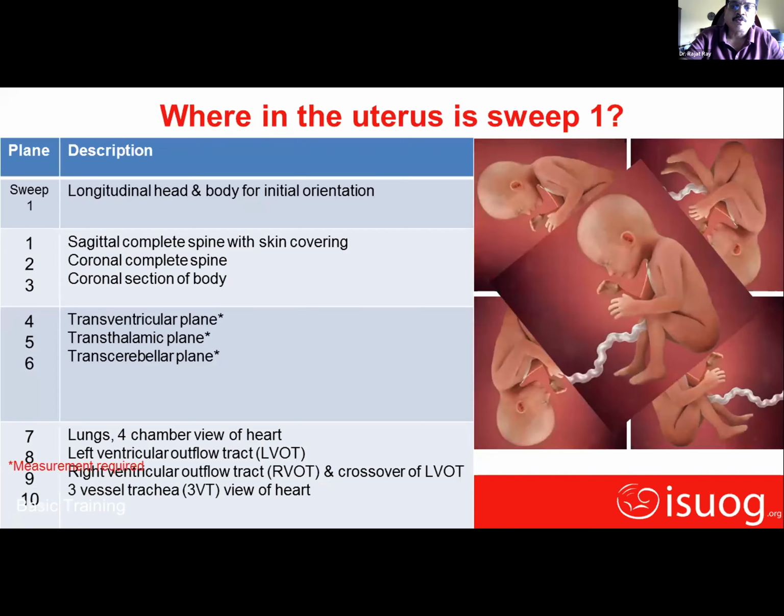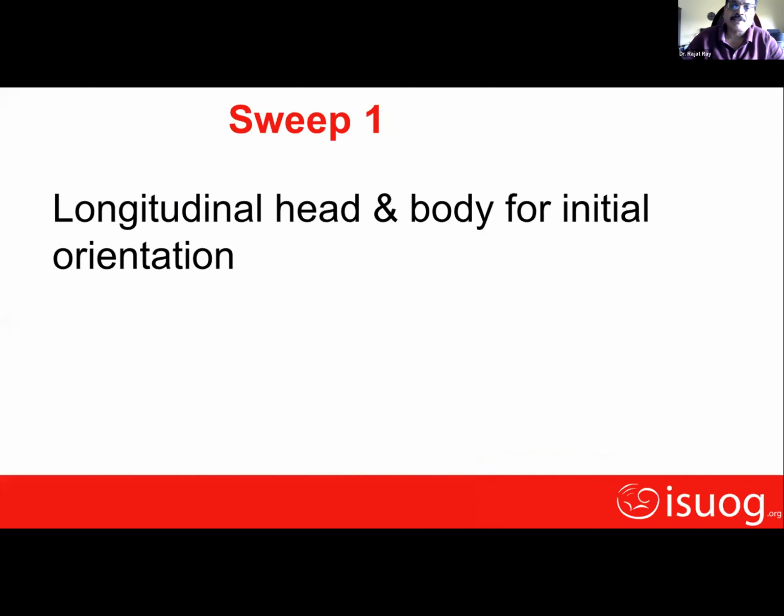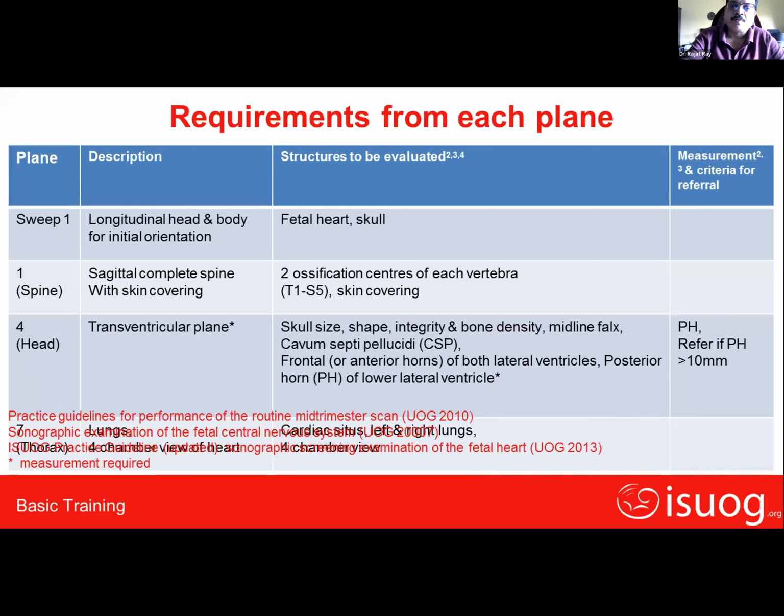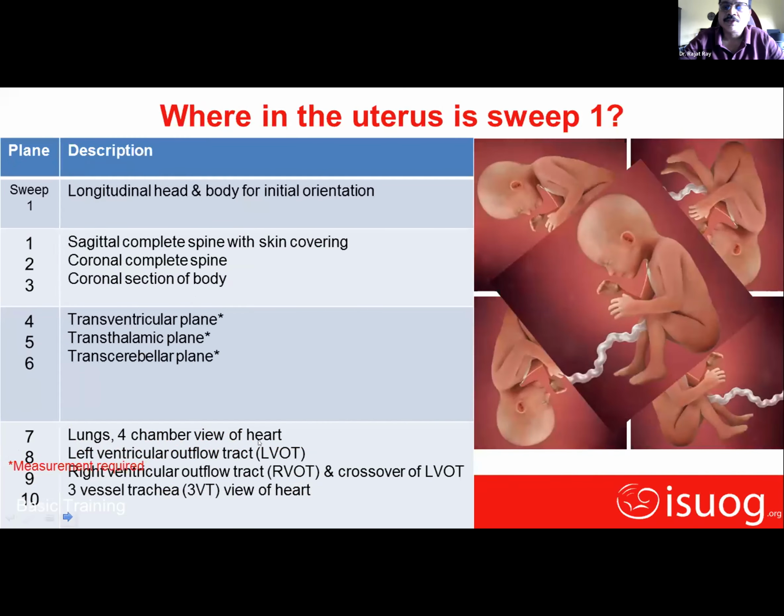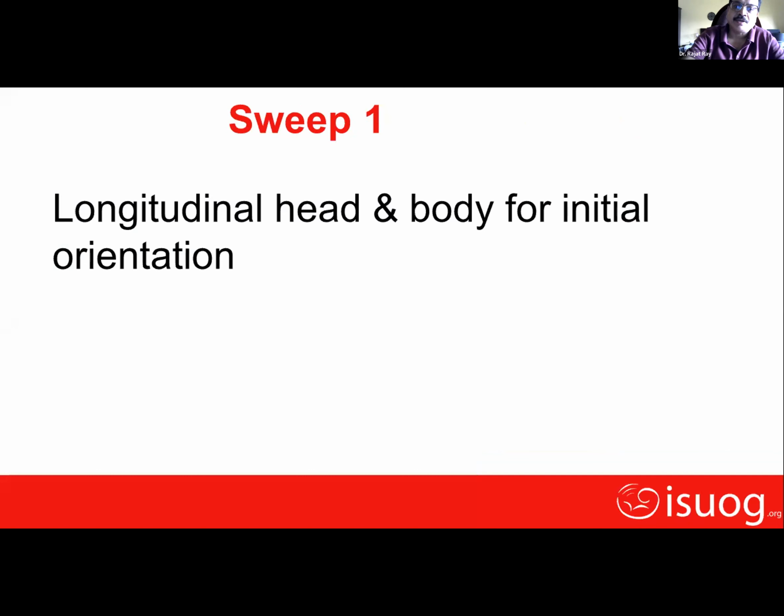So we come to the demonstration. First is sweep one, which is the longitudinal head and body for initial orientation. We place the probe. This is sweep one. From there, we start from the symphysis pubis, go up to the fundus, and move the probe side to side. From that, we ascertain where the spine is, where the head is, where the body is. From that, we have an initial knowledge of the baby. They call it a survey scan.